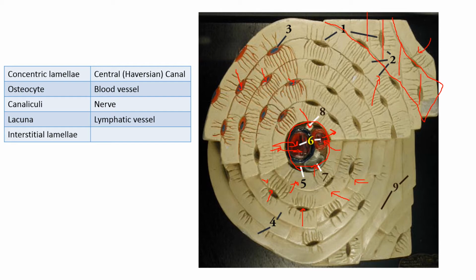Interstitial lamellae are formed when bone gets remodeled. So it was an osteon at one point, but then the bone gets dissolved, digested, and reformed. It gets resorbed. Remember, that was the word from lecture, resorbed. So the bone gets resorbed and it gets rebuilt, and you wind up with these interstitial lamellae as a result.